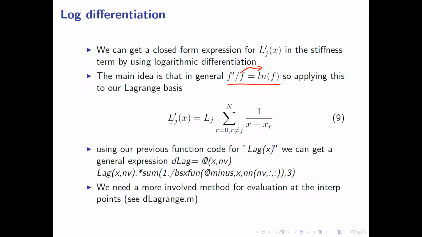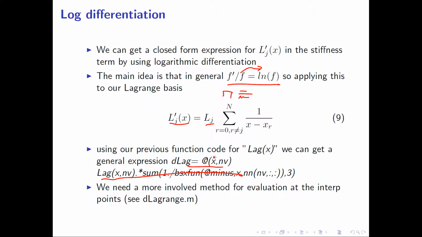So we can see here then the derivative of our Lagrange basis is our Lagrange basis times the derivative of the log of our original basis. So we went from a product of some terms to the sum of some subset of those terms. So we can use our previous function that we developed for our Lagrange basis, and we can get a code snippet here that allows us to calculate our derivative of our Lagrange basis at any point.